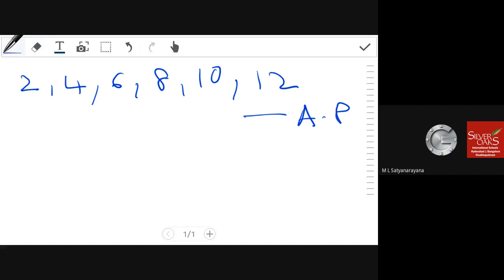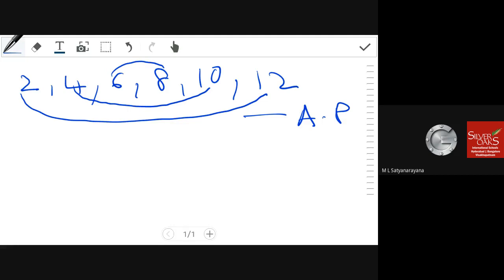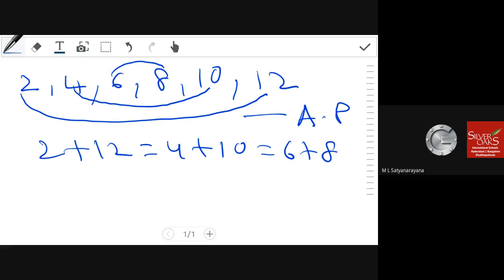Very interesting property. If you observe very carefully, you can understand. Hope you got it, I believe. See the first term and the last term. When you add, what are you getting? The second and the second-last, the third and this one. When you check now, it is the same: 2 plus 12 is equal to 4 plus 10 is equal to 6 plus 8. Most interesting concept. Still, the constant value will be the same. So you have to understand these things.